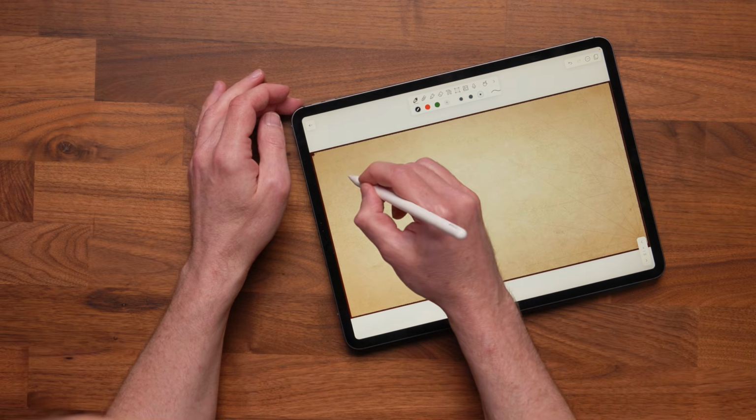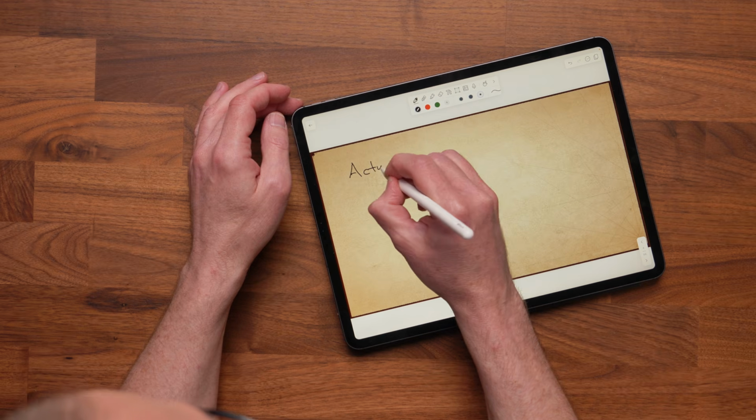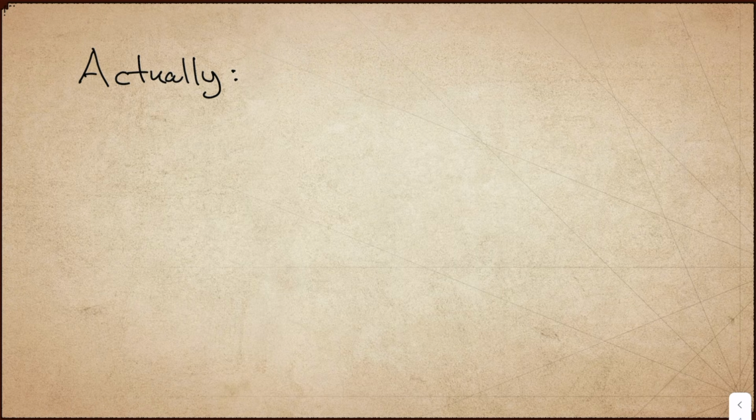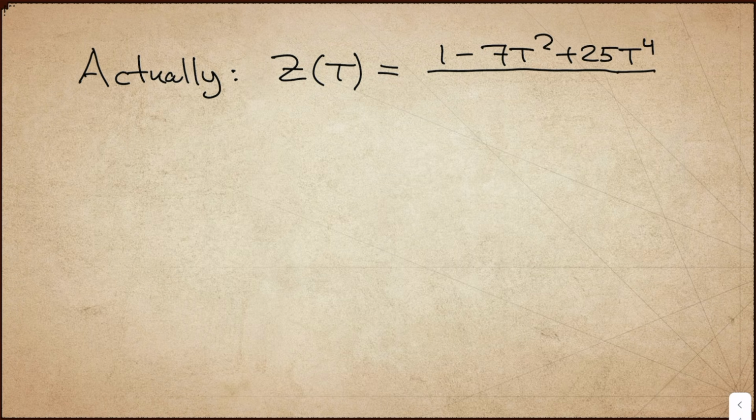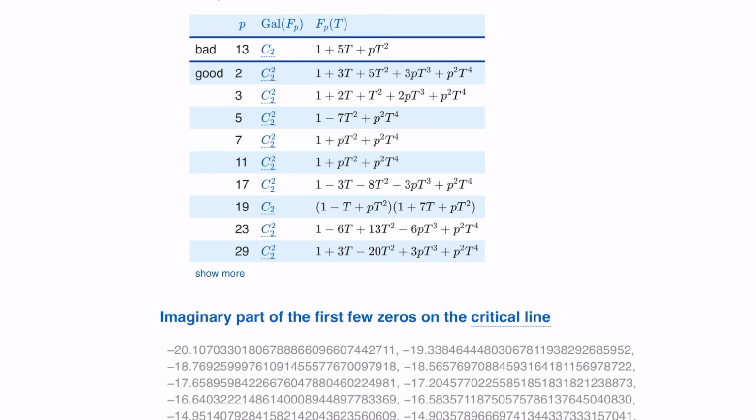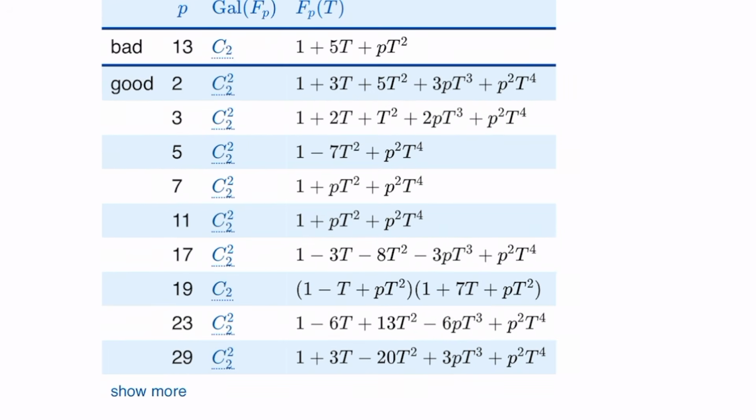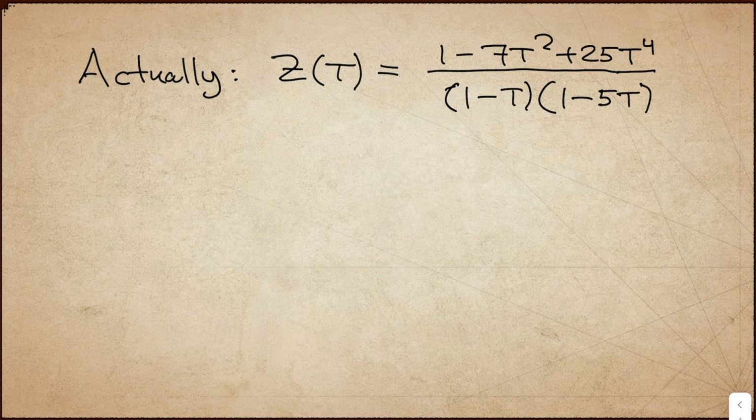First of all, I lied to you. The actual local zeta function of this curve is the polynomial divided by 1 minus t and 1 minus 5t. The LMFDB displays only the complicated factor upstairs. The ones downstairs are always the same for every curve.